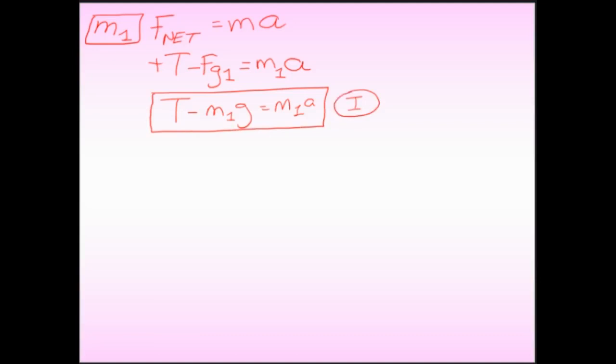What is that I? That's 1 in Roman numerals. All right. What's my next step? I don't have a choice. I have to go to mass 2.